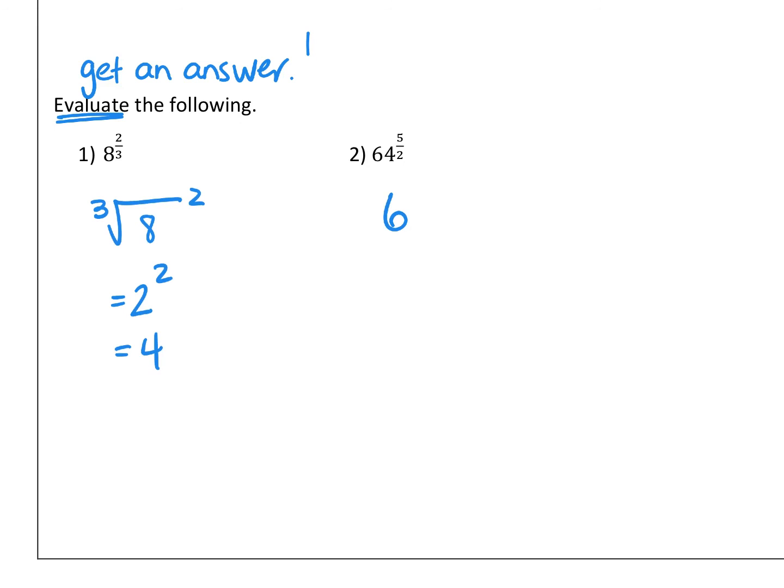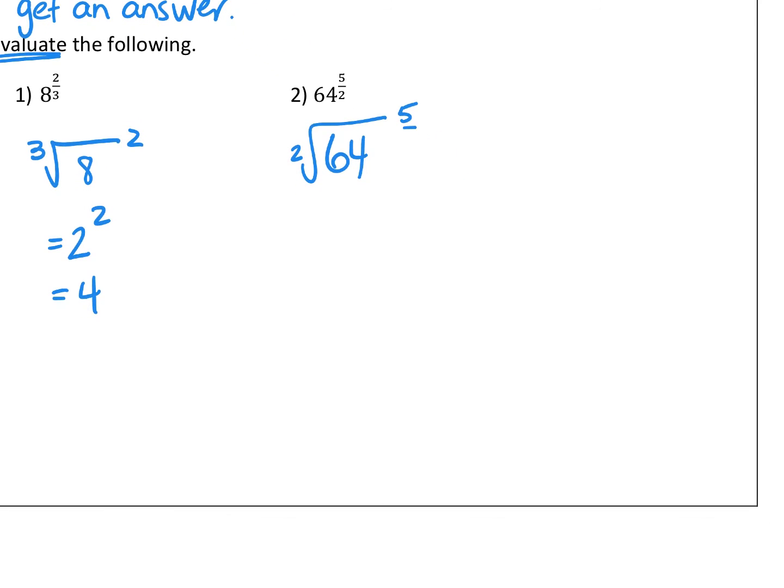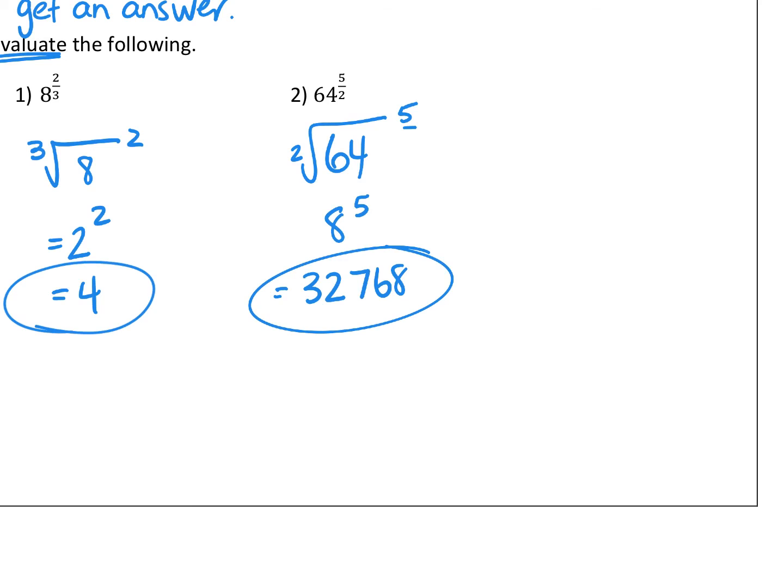64 to the 5/2 is the square root of 64 to the power of 5. So when we're evaluating, I like to leave the exponent on the outside here because if I was to do 64 to the power of 5, it's going to be this huge giant number, and I don't really want to do that. So the square root of 64 is 8, and then 8 to the power of 5 is 32,768. Okay, so that is practice with going back and forth between fractions and radicals. So you go ahead and work on the practice questions now.